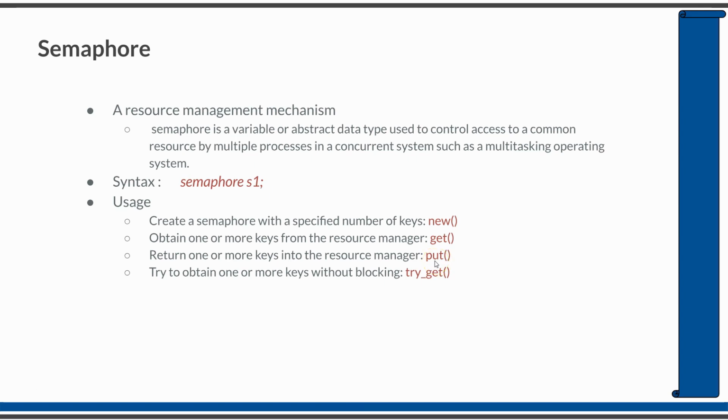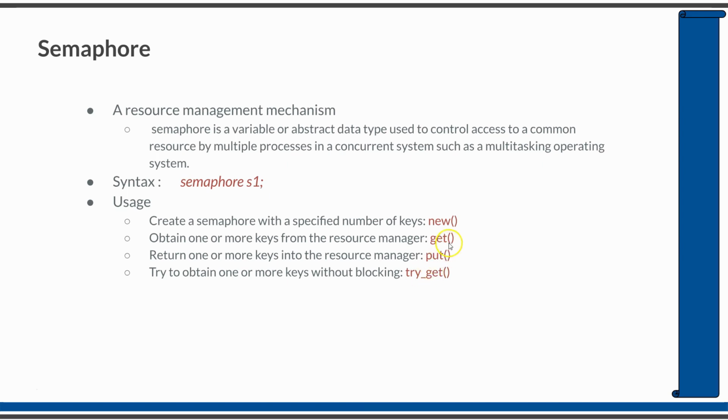Both get and put are blocking tasks. The get task will get blocked until a semaphore key is available. If you want to make it non-blocking, you can use the try_get function, which is non-blocking in nature. It will just check whether a key is available, and it will return a success value if something is available.